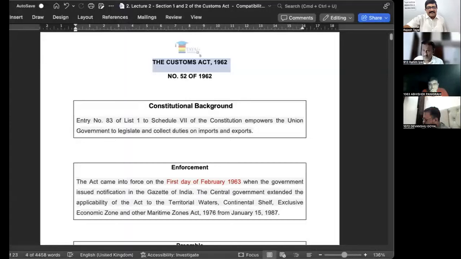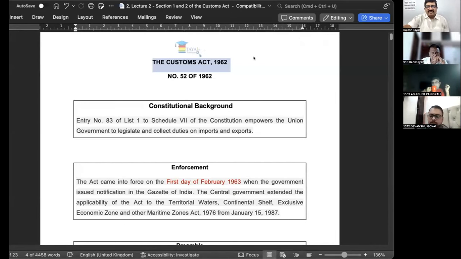Now see the first line. What is written herein? Constitutional background. Entry number 83, list number 1, schedule number 7. Legislate and collect duties on import and export of goods. Is this clear?